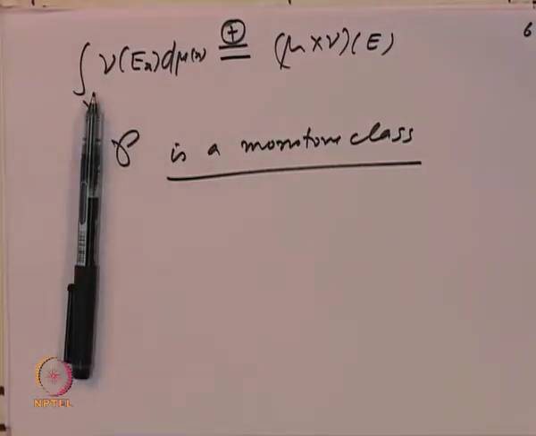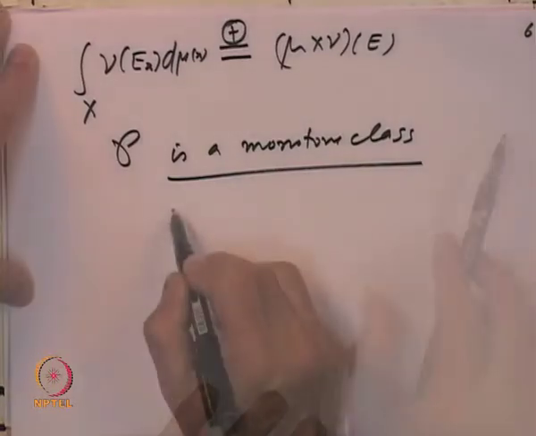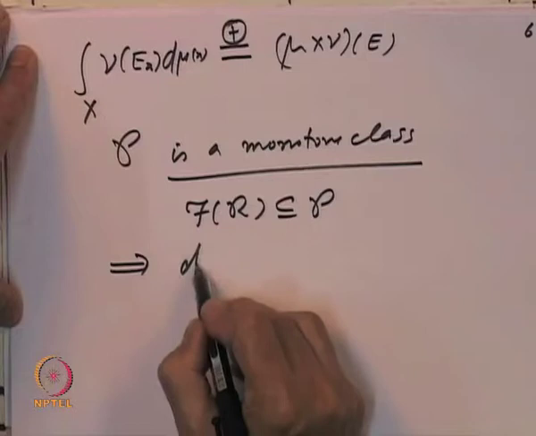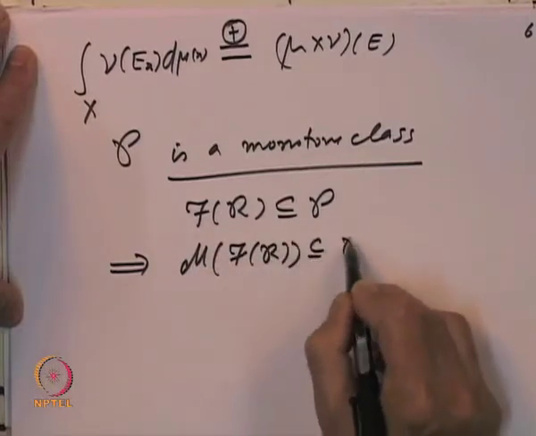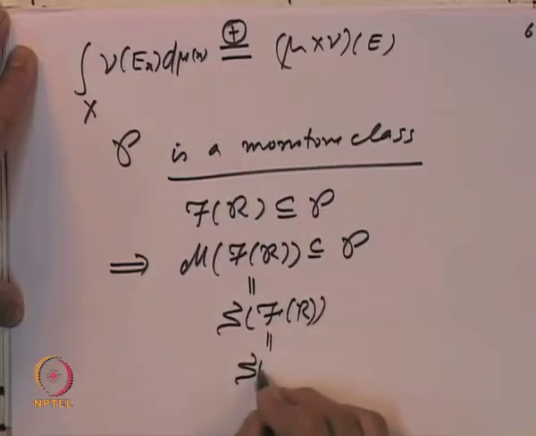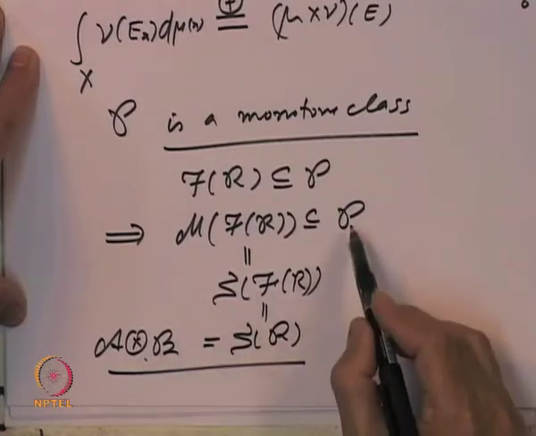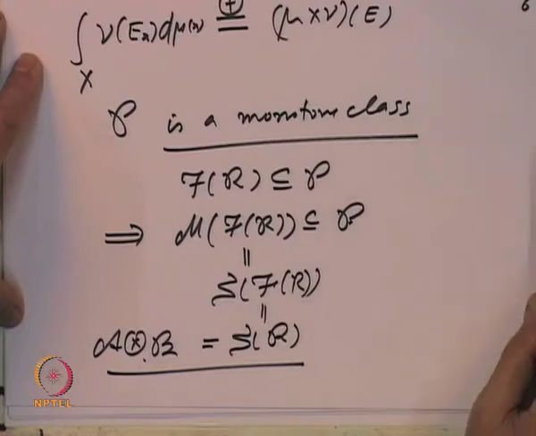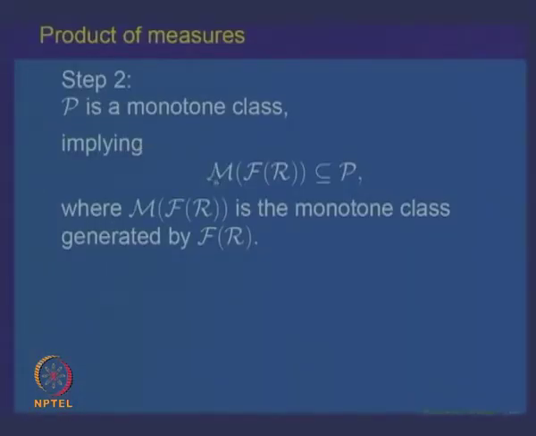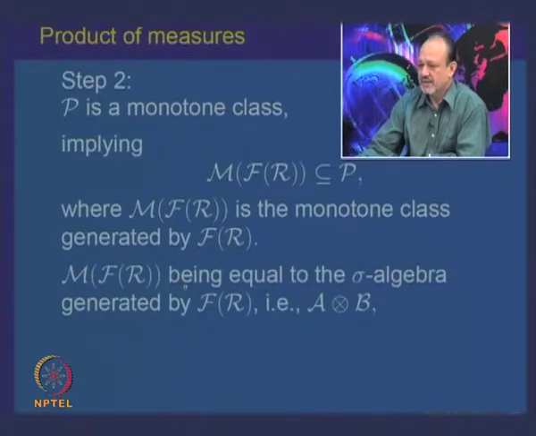So, as a consequence of the fact that P is a monotone class, we already have that the algebra generated by rectangles, F of R, is inside the class P, and P is a monotone class. So, that will imply that the monotone class generated by F of R will also be inside P, but this is nothing but the sigma algebra generated by the class R of rectangles, and that is the same as the product sigma algebra. So, that will prove that the product sigma algebra is equal to P. So, that proves step 2, namely that P is a monotone class, and that implies that the monotone class generated by F of R is inside P, and that monotone class generated by F of R is an algebra.